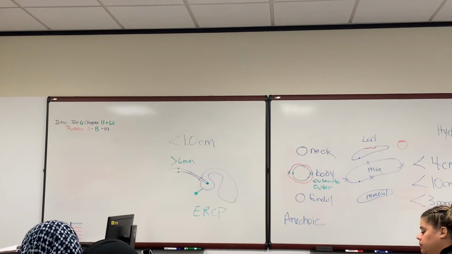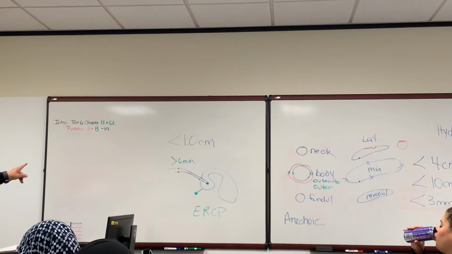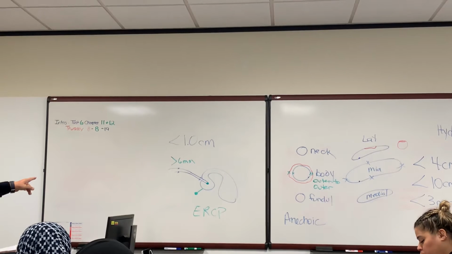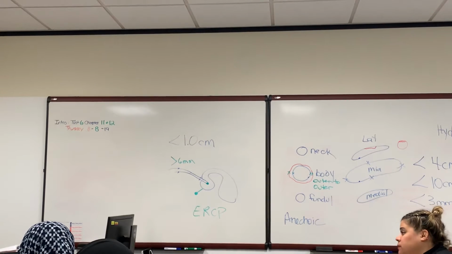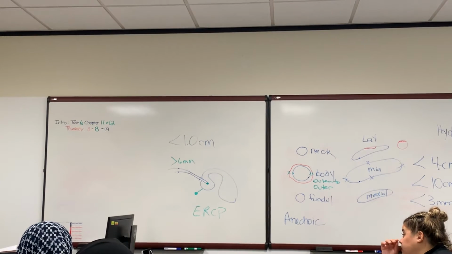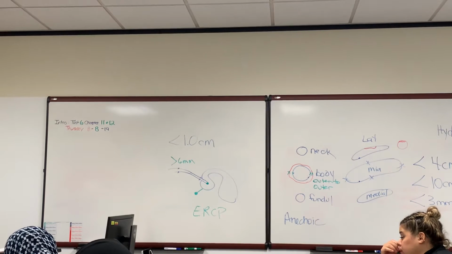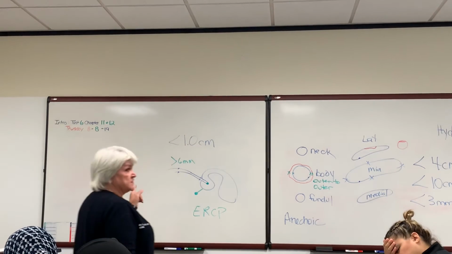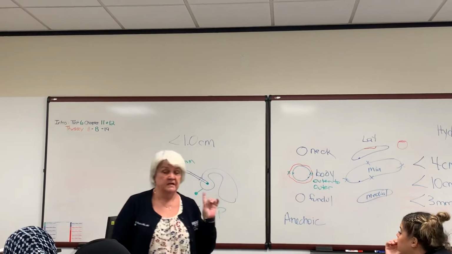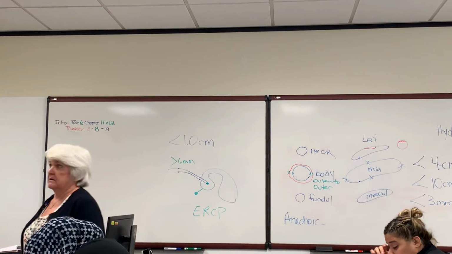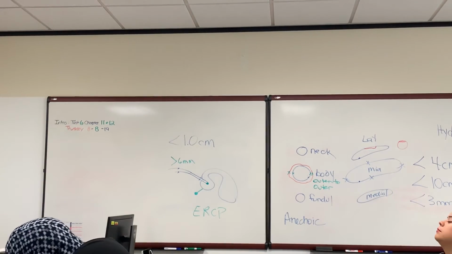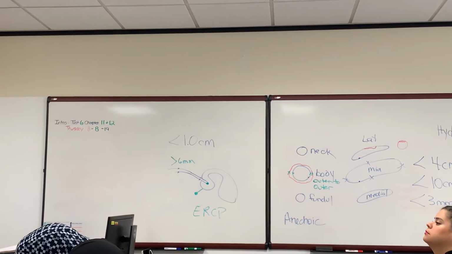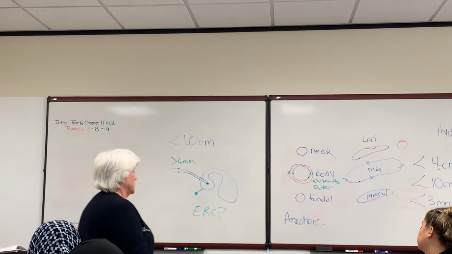If I have a common bile duct that's measuring 1.2, that person's sick. That person's going to have a CAT scan, an ERCP, possibly an exploratory surgery. Okay?